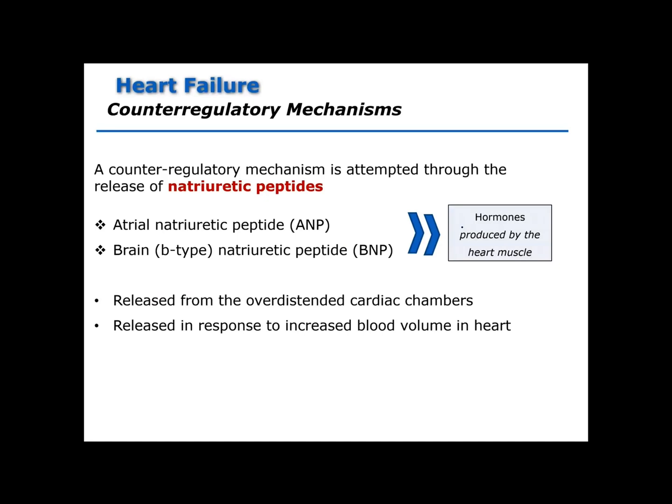Some other things: a counter-regulatory mechanism is attempted through the release of natriuretic peptides. So you've got your atrial natriuretic peptide, your ANP, and your BNP. Those hormones are produced by the heart muscles. They're released from overdistended cardiac chambers, in response to increased cardiac volume in the heart. So basically, while your kidneys and your SNS are trying to increase your cardiac output, your heart's saying, well, this is too much, we need to dial it back. So it's releasing these hormones right now.